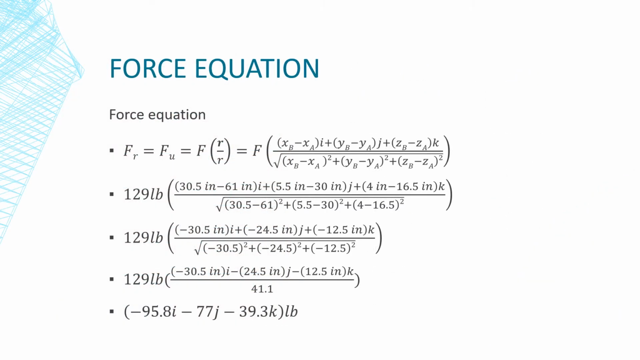Now this is my force equation that I used to find the forces in the X, the Y, and the Z. Here you can see that force resultant is equal to force times position vector, which is equal to force times R over R, which is equal to force times (XB minus XA)i plus (YB minus YA)j plus (ZB minus ZA)k, all over the square root of (XB minus XA) squared plus (YB minus YA) squared plus (ZB minus ZA) squared.